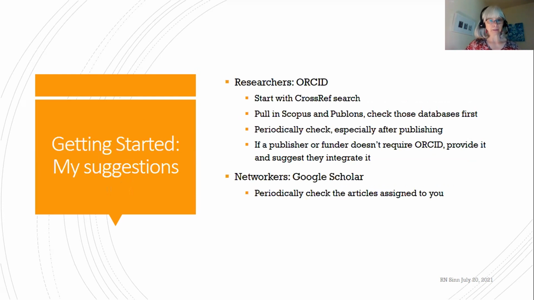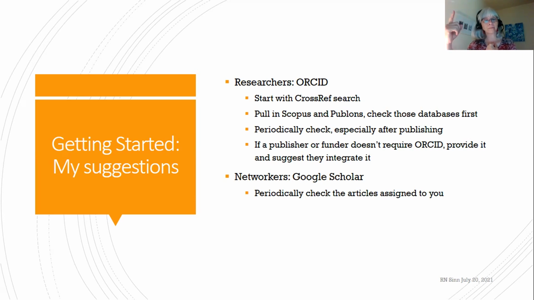So how to get started? These are my suggestions to an audience I do not know. If you're going to go down the academic research path, get that ORCID. Once you set up your ORCID, you can start with a Crossref search. You can pull in information from Scopus and Publons or Web of Science. Check it every once in a while. And if you submit a journal article manuscript to a publisher or submit a grant application to a funder and they don't require an ORCID, give it to them anyway, and then suggest that they start using it.